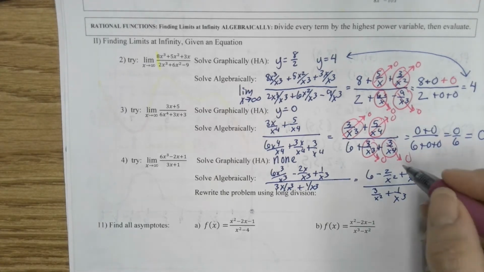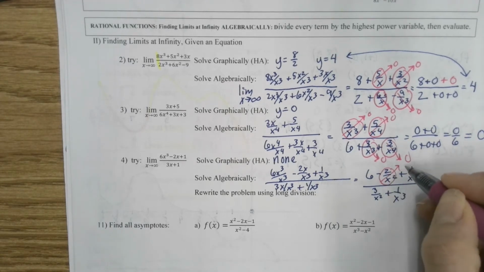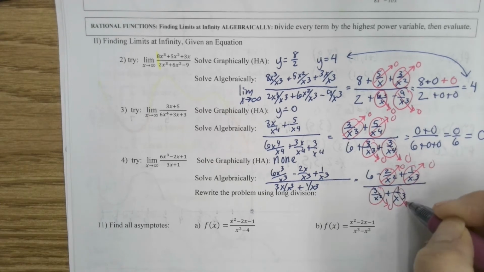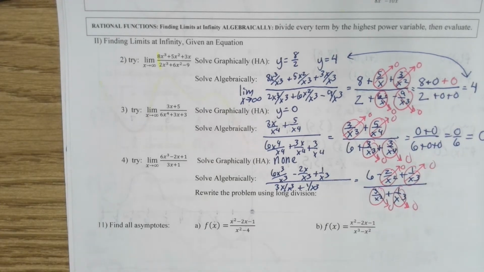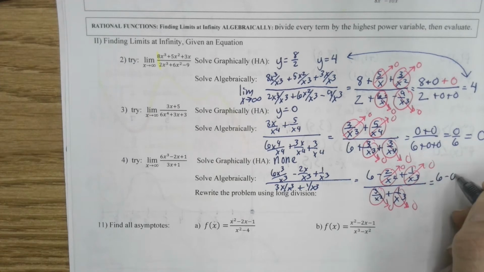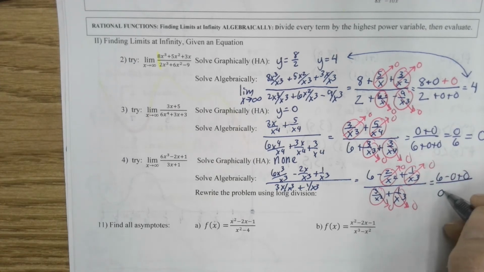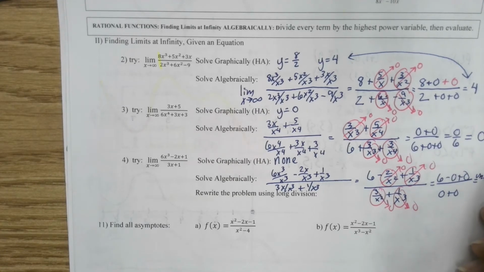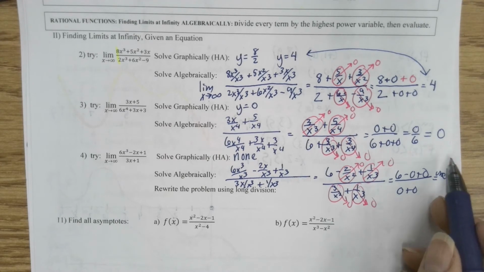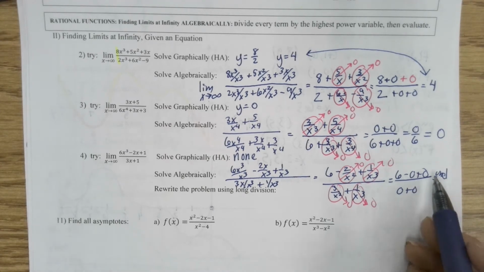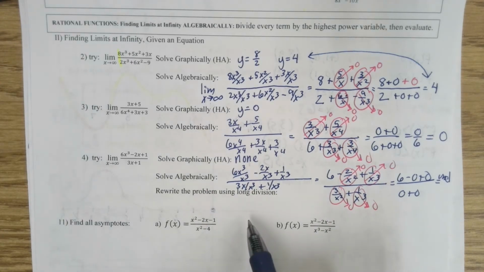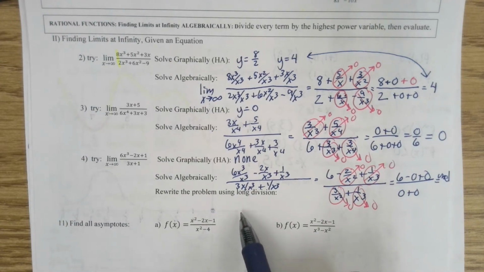And all of those fractions with variables on the bottom approach 0. So that leaves me with 6 minus 0 plus 0 over 0 plus 0, which is 6 over 0, which is actually undefined, which means you cannot evaluate this algebraically using this technique up here. But I am going to show you a better way.